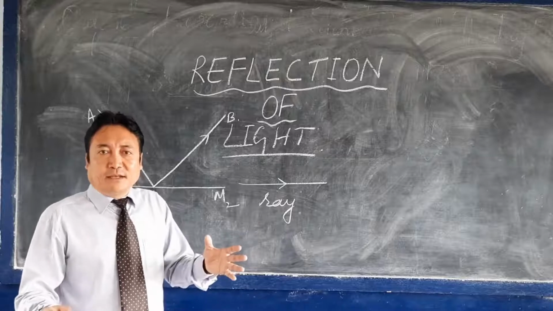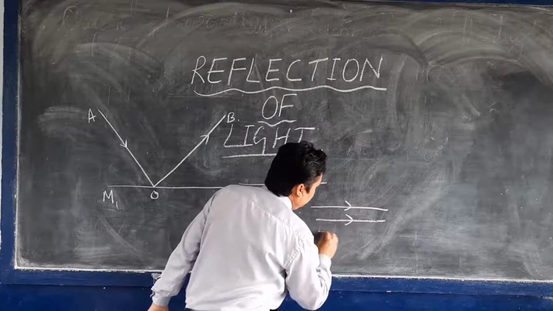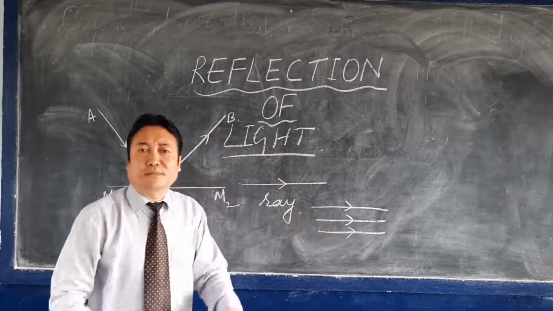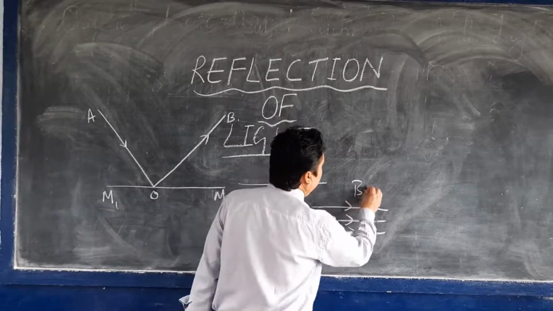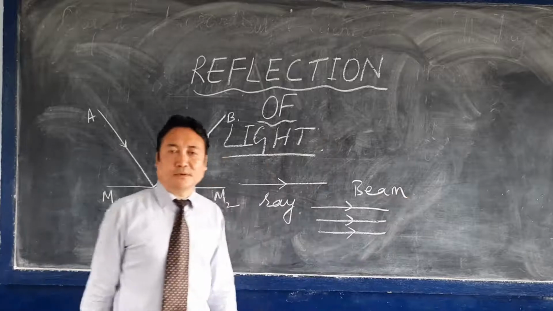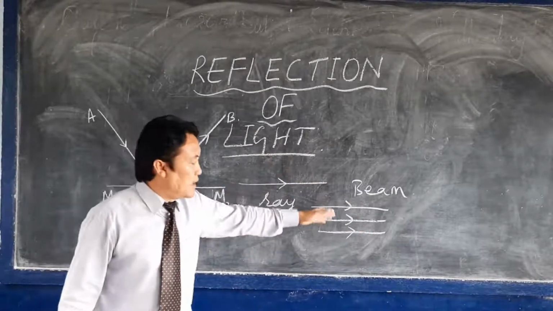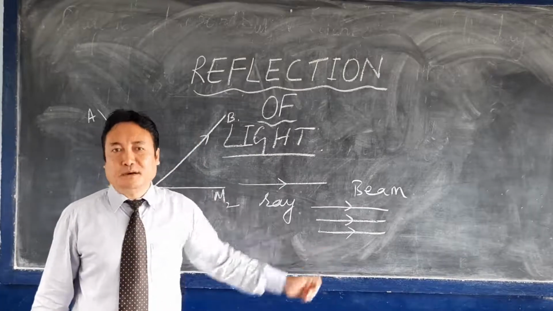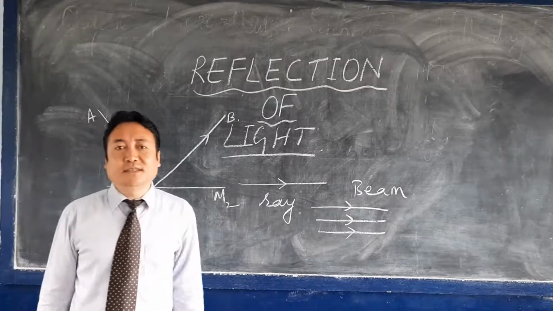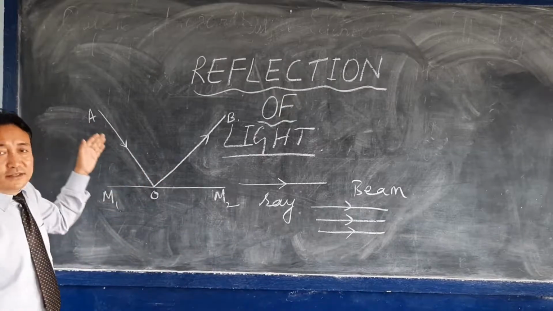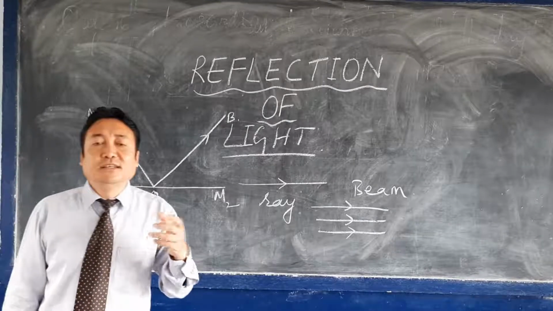Now if I draw a number of rays here, this collection of rays of light will form a beam of light. We call this a beam of light. So if I draw a single line, that forms a ray. If I draw a number of lines one after the other, that forms a beam of light. Now the rays of light coming from the source and striking the reflecting surface are the incident rays.